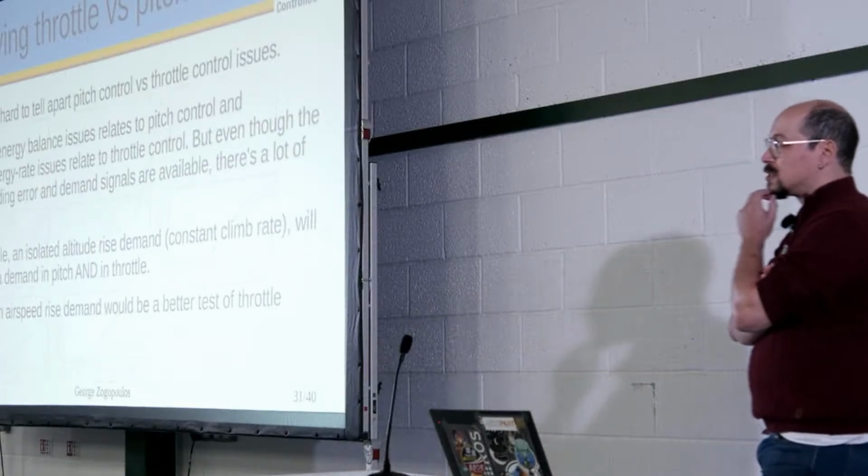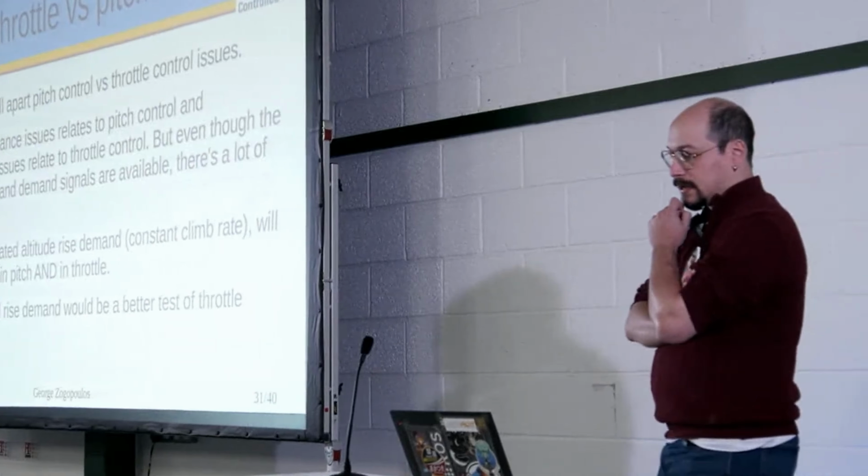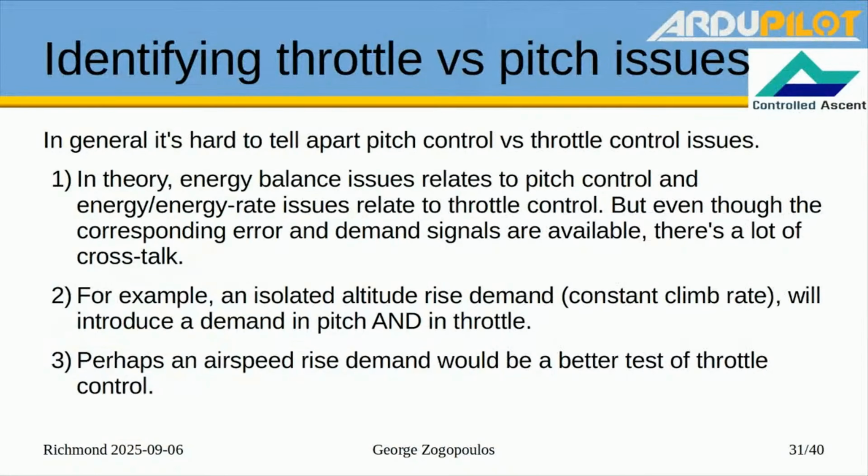And this brings us to a point where we often get questions about my TECS, my plane doesn't perform well. It climbs, it loses altitude, it varies in airspeed, throttle doesn't work right. Is it a throttle issue? Is it a pitch issue? Well, usually it's a bit of both because both systems have some spillover between them.